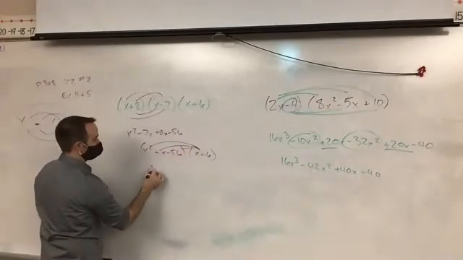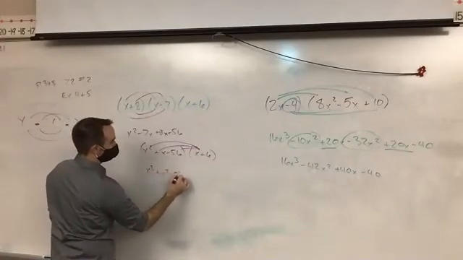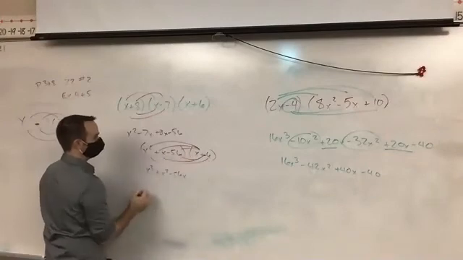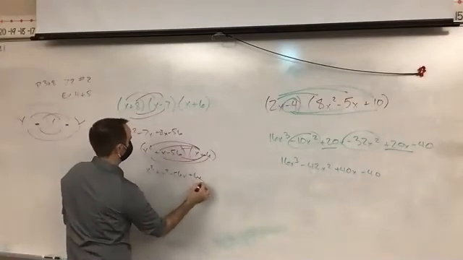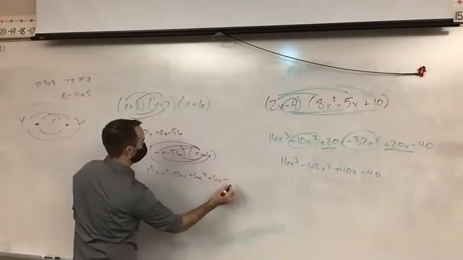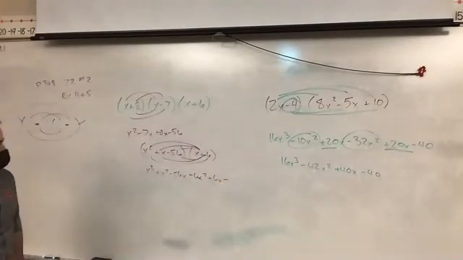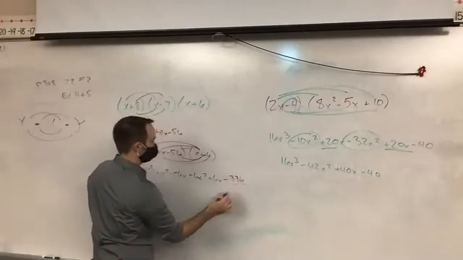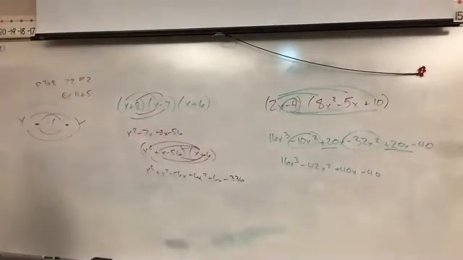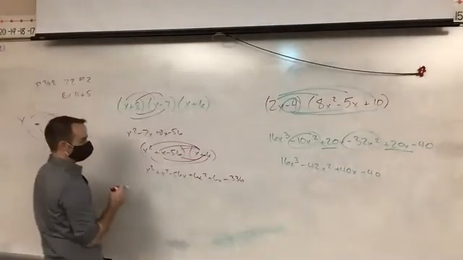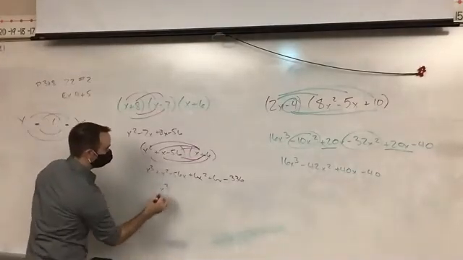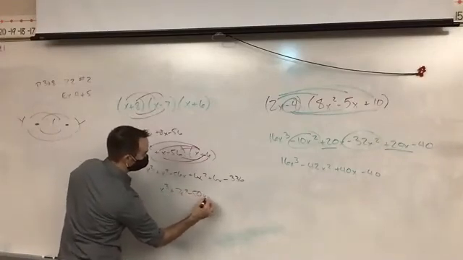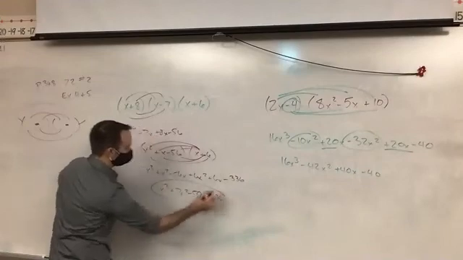The x to everything is going to give me x to the third plus x squared minus 56x. And then the 6 to everything is going to give me 6x squared plus 6x minus something big, 336. Right? Is that right? 336? Okay. And then combine your like terms. So we end up with x to the third plus 7x squared minus 50x minus 336.